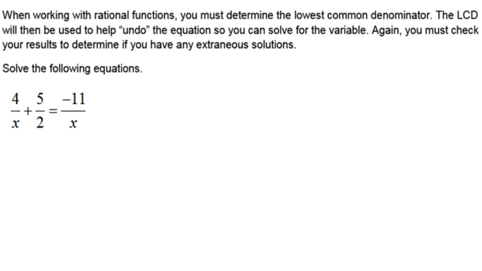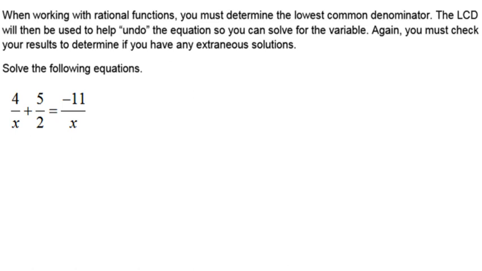We've been working with solving all the different types of functions: linears, absolute values, and radicals, and today we're going to work with our rational functions. We have to remember when working with rational functions, we have to determine the lowest common denominator, often referred to as the LCD. By knowing the lowest common denominator, that will help us undo the equation so we can solve for the variable.